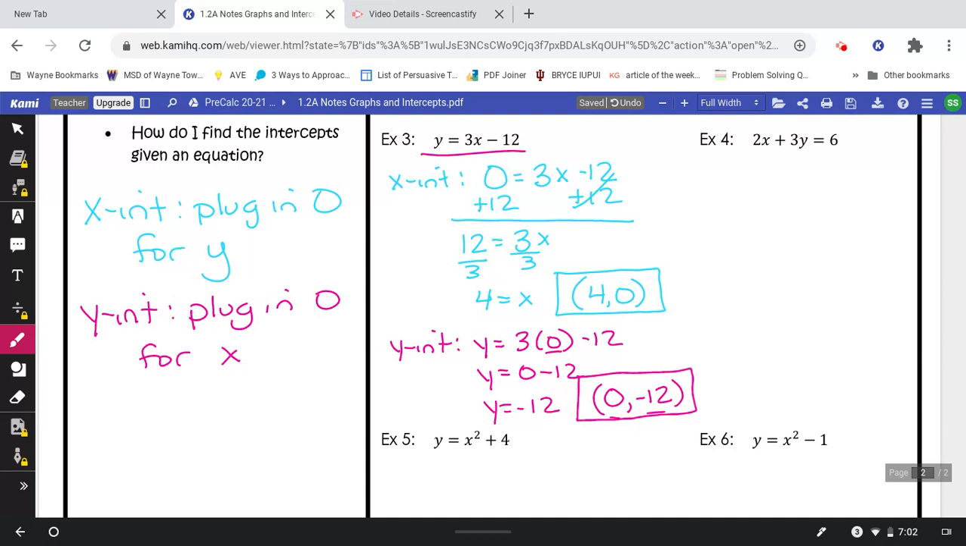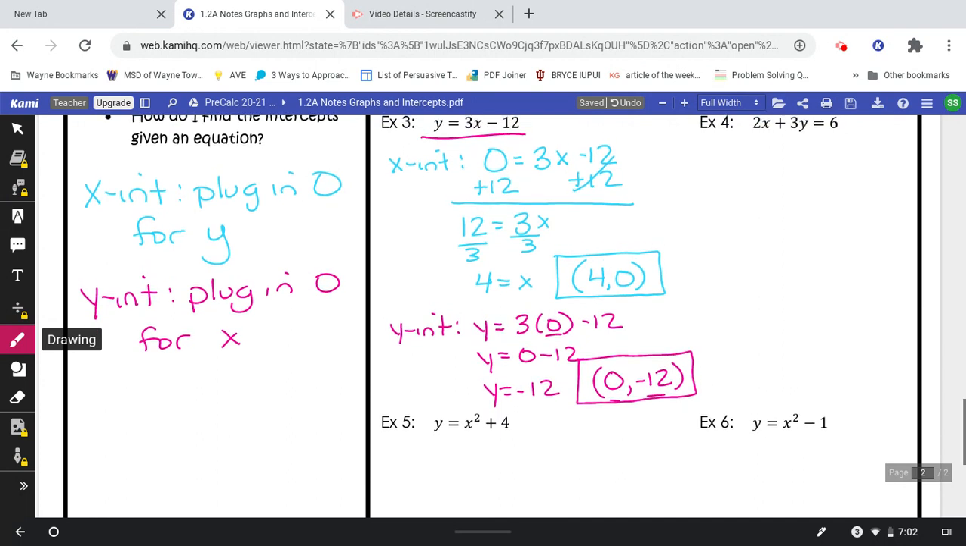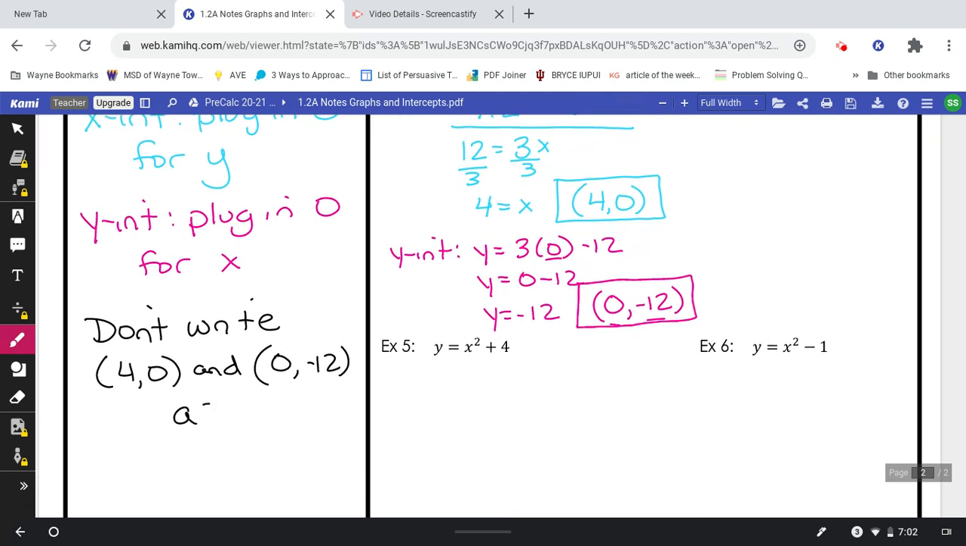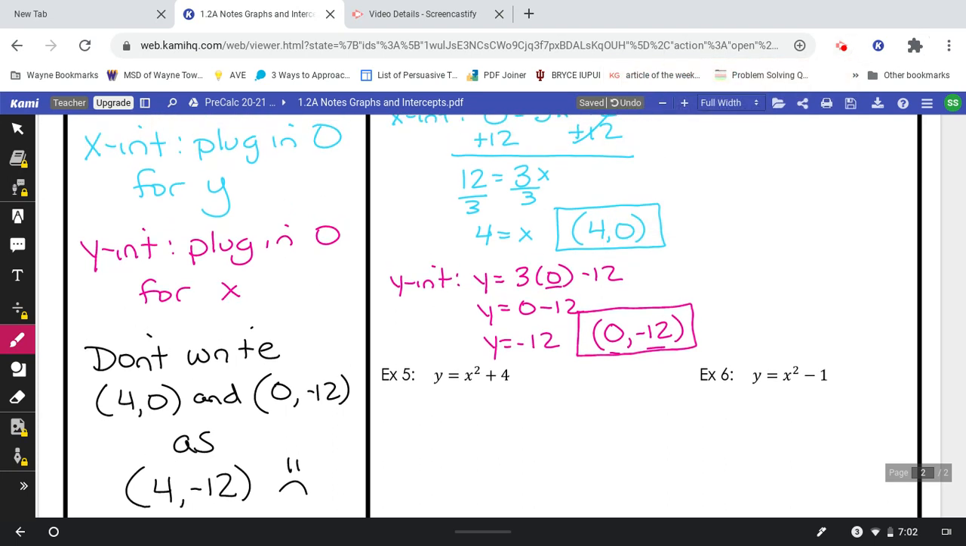All right, one thing I want to point out, make sure that you don't accidentally write your two answers as one answer combined. So don't write (4, 0) and (0, -12) as (4, -12). This is bad. Don't do that. When you write the two answers together, you actually create something that is not an answer at all. You need the zeros in there in order for them to represent intercepts. If you don't have zeros, you don't have intercepts. So make sure you don't write them together.